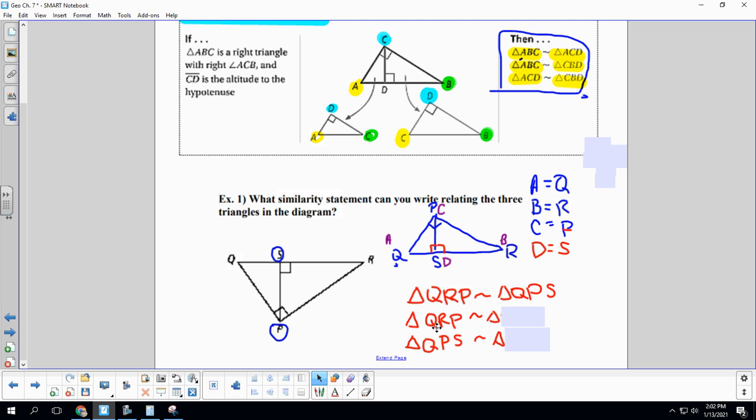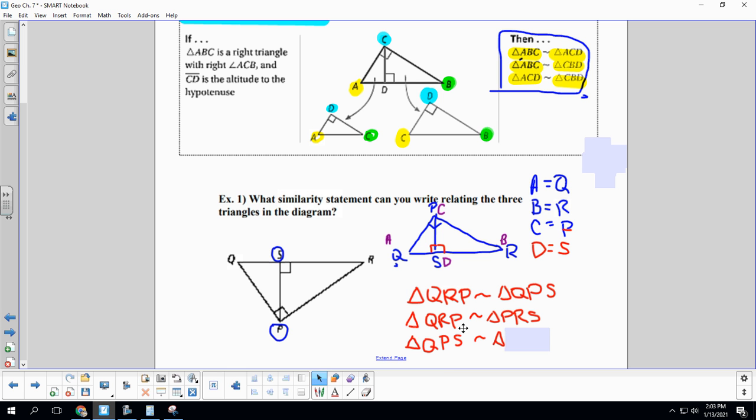Okay, we're going to do that again. Triangle QRP is similar to triangle CBD. C, which is P, B, which is R, and then D, which is S. So I'm just matching, using this like a decoder ring.